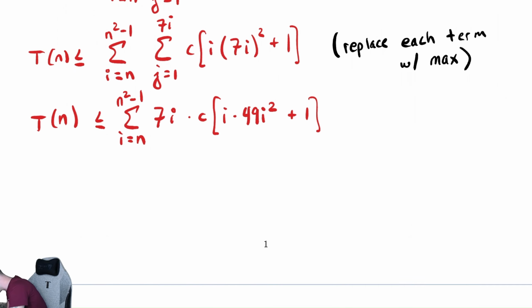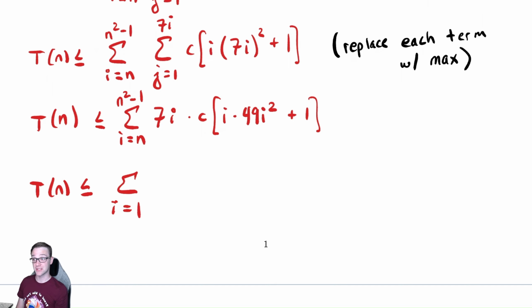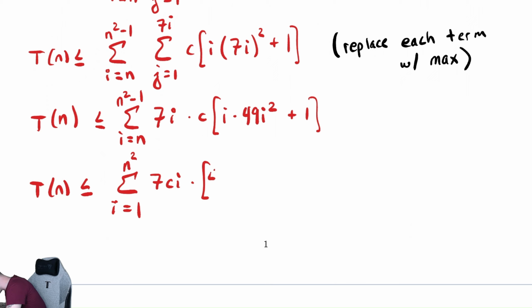So the next thing I want to do is to expand that range of values. I'm going to do both of them. I'm going to change the bottom bound to be 1, and the top bound is n squared minus 1. I can make that bigger by making it n squared, and that's much, much more convenient. So we change it to n squared. And then the inside of the sum I'm leaving untouched. So we have 7ci times 49i cubed plus 1.